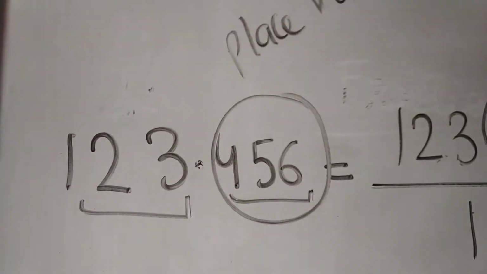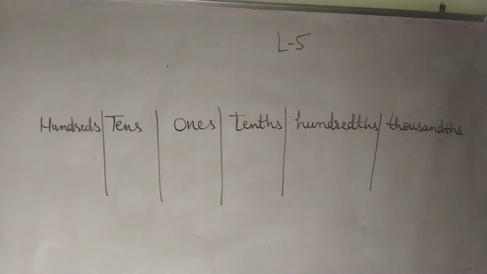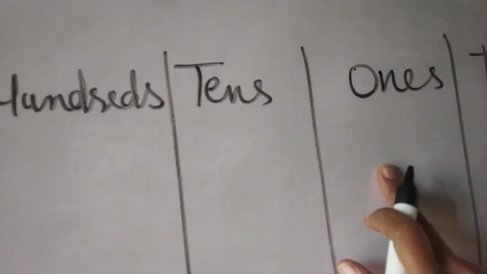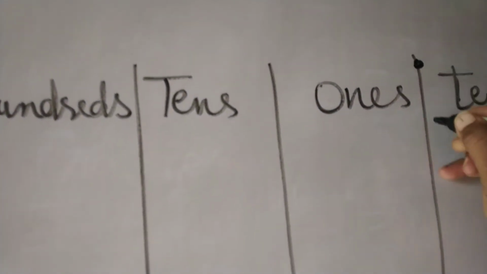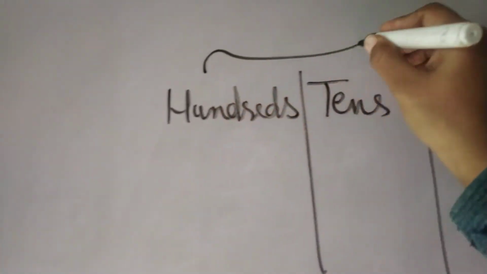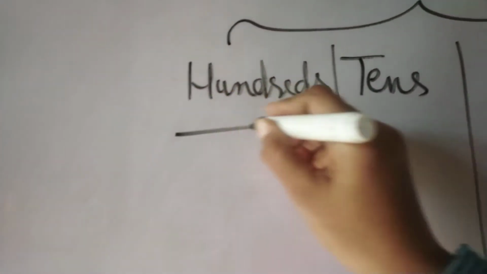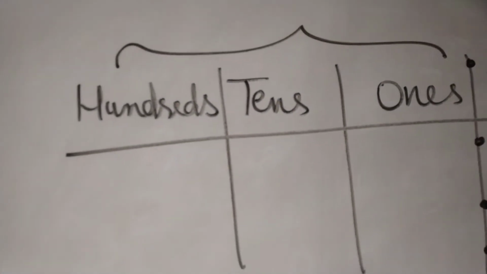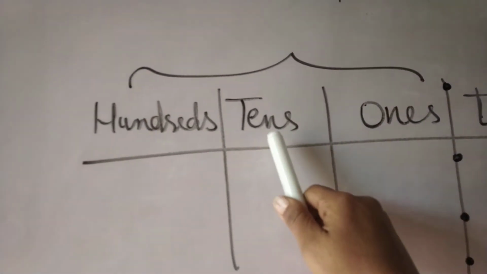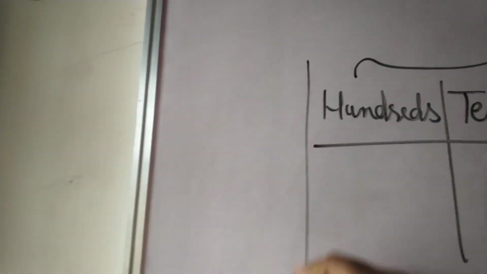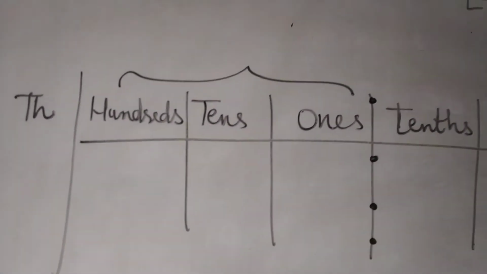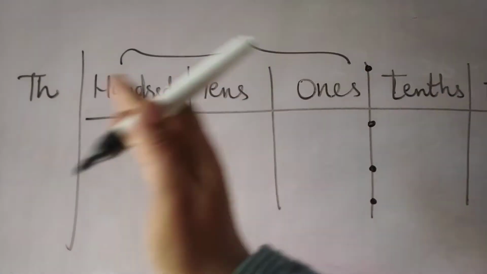Okay, so let's see the place value chart. So children, here this is the place value chart. First of all, I will show you that suppose here this is the decimal. The numbers before the decimal are the whole numbers as we were doing before. They will be read as ones, tens, hundreds, thousands, 10,000s and so on. These are the numbers before the decimal.